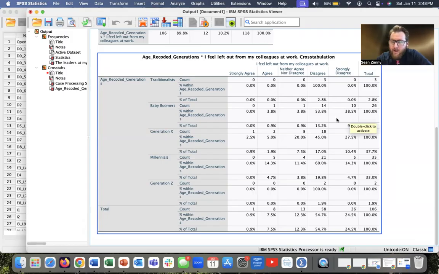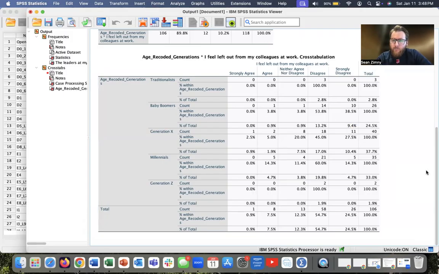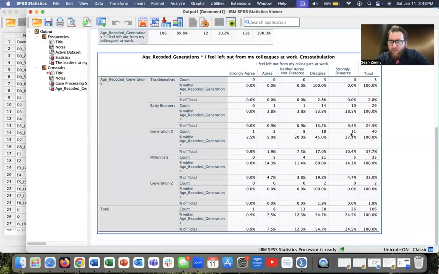That'd be in the 90s. So 90 or so percent, in the 90s percents here, compared to 45 and 25, which would be closer to 70%. So you can say more baby boomers disagree with this statement than Gen Xers and millennials. So you can look at those differences. So that's an example of how you'd run a cross tabulation.